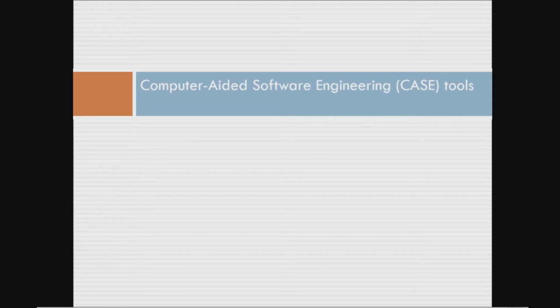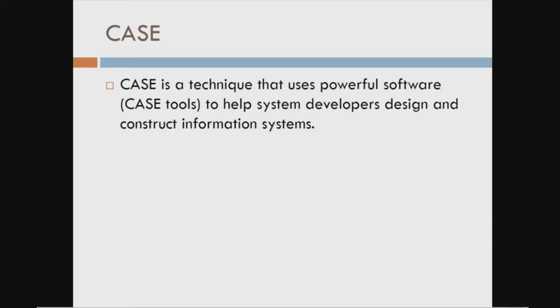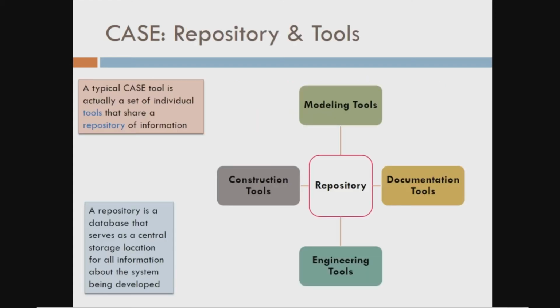So the next one is about the CASE, computer-aided software engineering tools. So CASE is a technique that uses powerful software to help system developers design and construct information systems. These are tools that we use in order to design and construct the information system.